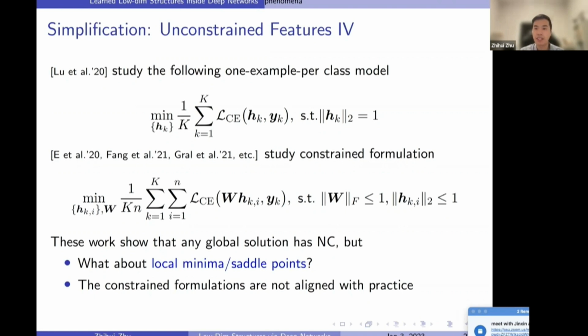Other works study constrained formulations where we restrict the classifiers and the features within a certain region, say within a unit ball. All such works show that any global solution has neural collapse properties. But what about local minima or saddle points in particular? This problem is a non-convex problem due to the bilinear structure between the weight matrix W and the features H. And also the constrained formulations are not aligned with practice.